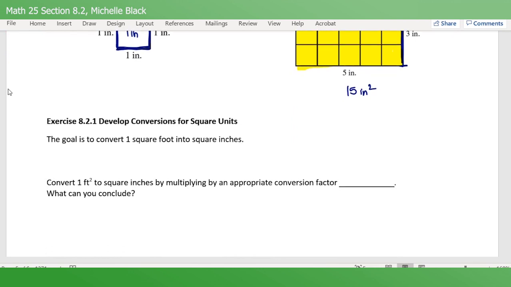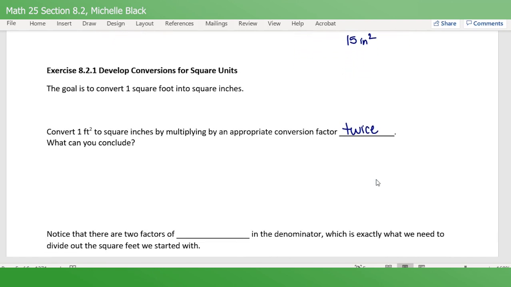Let's develop conversions for square units. Our goal in problem 1 is to convert 1 square foot into square inches. We do this by multiplying by an appropriate conversion factor twice. Right now we have 1 square foot. Think about section 1, when I wanted to eliminate units, I needed to have them match on the top and bottom. So let's say I was going from feet to inches. I would have had 5 feet. Then you would multiply by something with feet on the bottom so that it could go away, and inches on the top. And then you put in how many inches are in a foot.